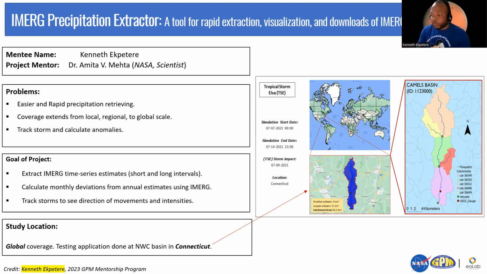So I went into this full scale, extracting image time series data, and then calculating monthly deviation from the time series and tracking the storms. Again, my effort was to do this at a global scale, but I also had to validate using a watershed I trust where I have station data, which is a watershed in Connecticut, to do some evaluation. What is the precipitation here? If I use the precipitation from IMERG to run models, how would the result compare with the USGS streamflow discharge? That was basically how I tried to test the output from my IMERG precipitation extractor.